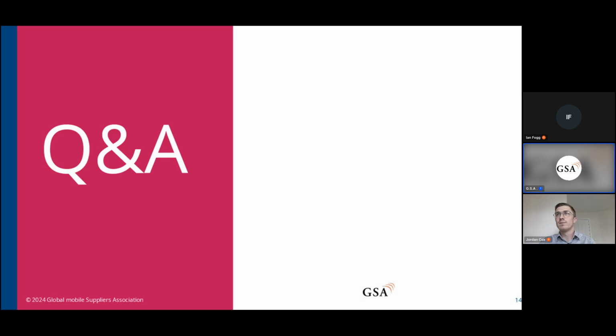So, John, just going through some of the initial questions that we're seeing coming in. Does GSA provide a list of devices supporting different applications in RedCap? So I guess following on from that last slide you had there. Yeah, so that's provided in the 5G RedCap report. That's all available in there. So if they wanted to download that, they would be able to see that.